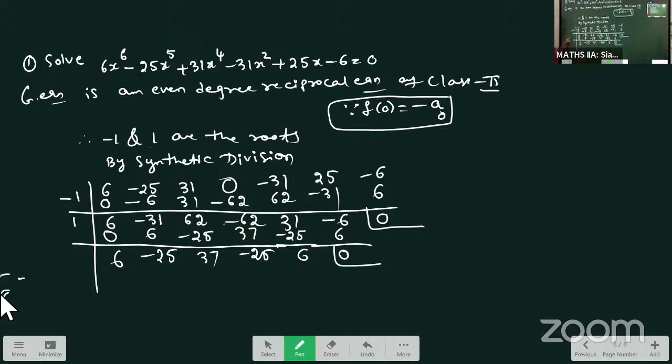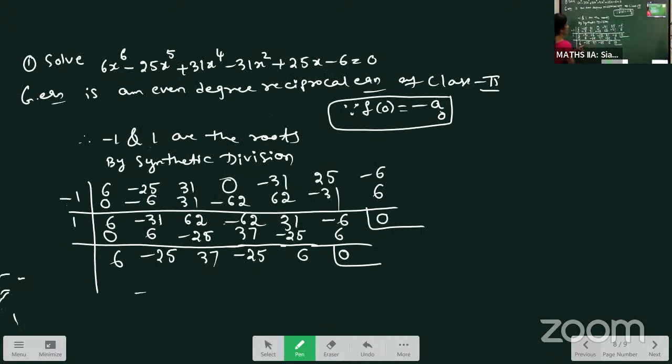So with two roots, we did synthetic division and we got a certain equation. Which kind of equation is it? Constant, x, x square, x cube, x to the power 4. Fourth degree equation we got. So by taking this equation, you have to solve the further procedure. So what is that fourth degree equation?